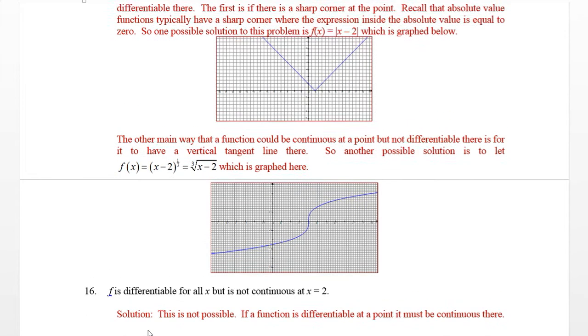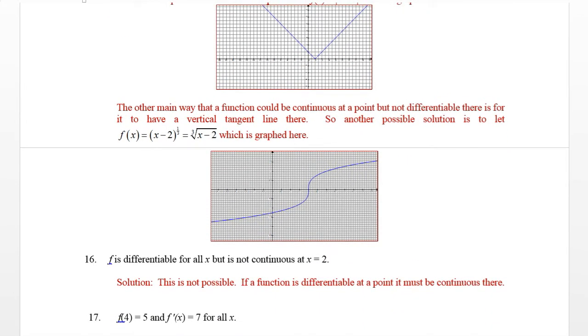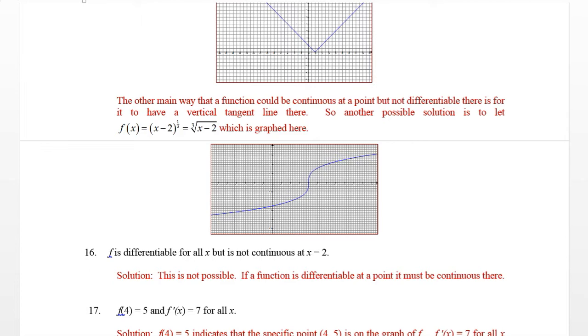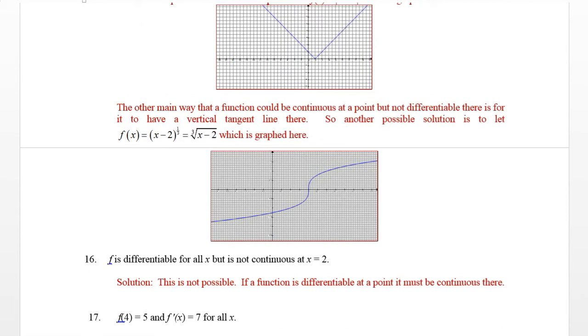All right, how about this one? Let's see if we can just see it without seeing any of the solution. Okay, f of 4 equals 5, and f prime of x equals 7 for all x's. So the derivative is 7 everywhere, and specifically f of 4 equals 5. See if you can come up with the formula for that. Is there such a thing? If it's possible, come up with a formula of an example that fits that. Press pause now.